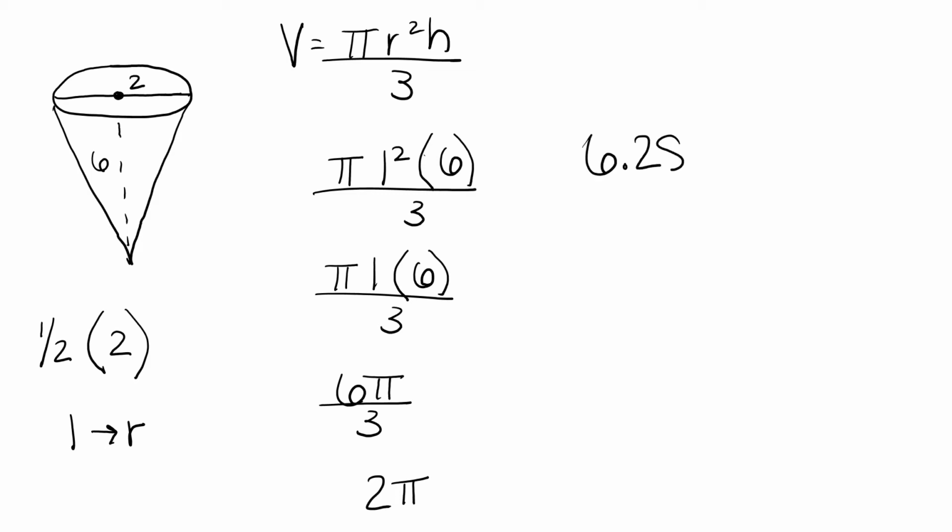We end up with 6.28318, on and on and on. The directions do tell us to round to the nearest hundredth. 28 is in the hundredths place. The 3 tells us to round down, so our answer stays 6.28.